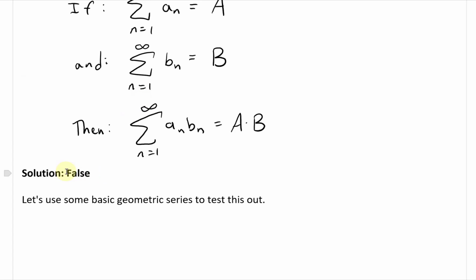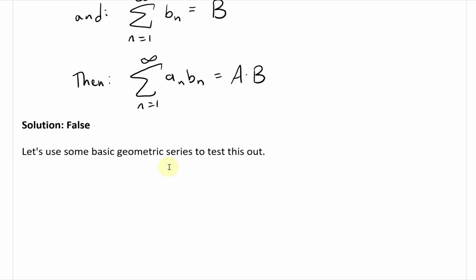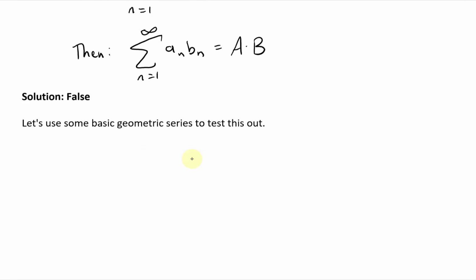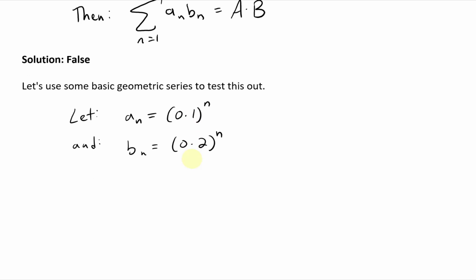So this is actually false. So this is not true. And let's use some basic geometric series to test this out. We could just test, because remember, all we need is an example to show that it's false. So let's go over a simple example. Let a_n equal 0.1 to the power of n, and let b_n equal 0.2 to the power of n. These are just geometric series.